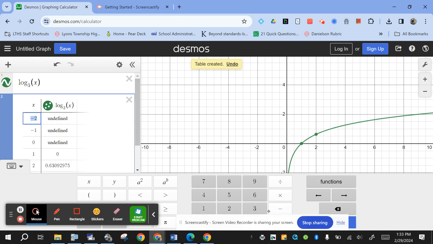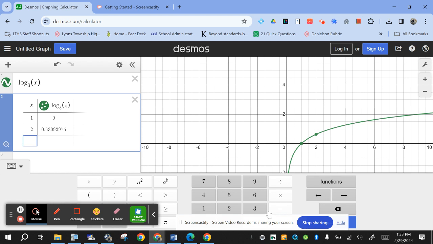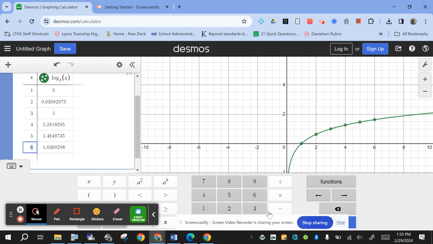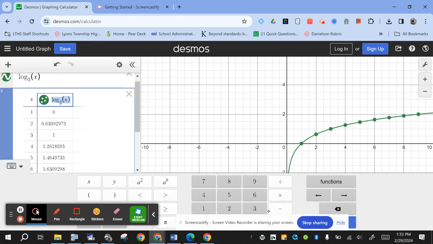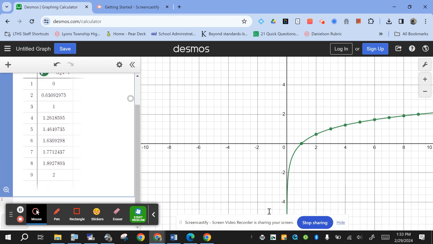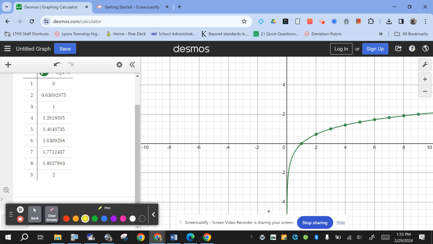Now I have a lot of points here that I don't need. So I'm going to delete all these ones that are undefined. And I'm going to keep adding points until I get some nice points. Okay. So my nice points are (1, 0), (3, 1), and (9, 2). So I'm going to use those 3 points.